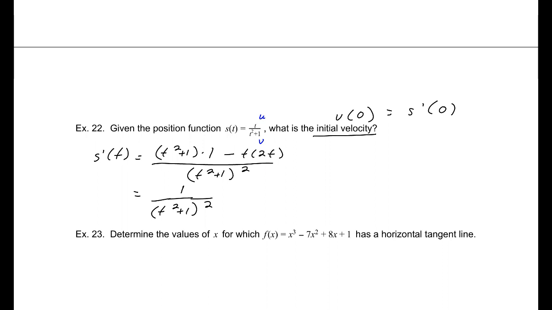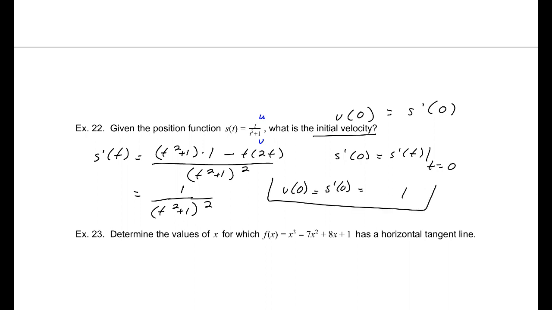Okay. Well, if we evaluate that, so s prime of 0, which is s prime of t evaluated at t equals 0, plugging that in, we get 1 over 1. Well, that's just 1. All right, so s prime of 0, or v of 0, is 1.